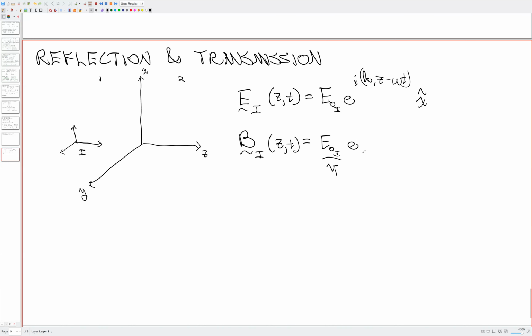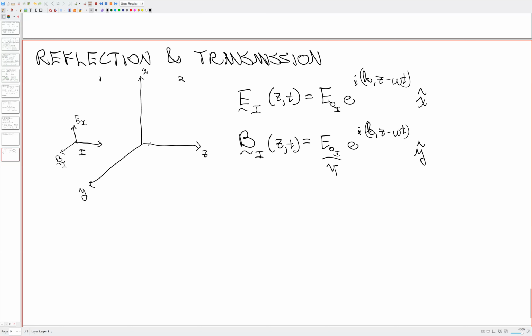Okay, and then the same spatiotemporal dependence here. But now this one is going to be polarized in the y direction. So you see you've got an EI here. You've got the BI here, right? So the Poynting vector goes towards the positive z axis. Okay, that's where it goes. E cross B goes this way. So that's my incident wave.